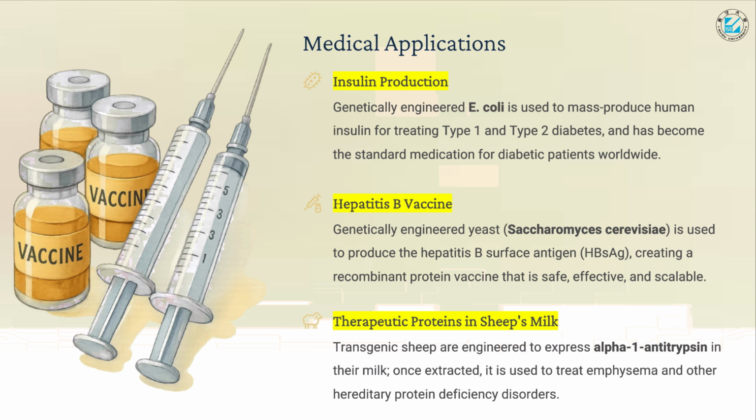The second example is the hepatitis B vaccine. Genetically engineered yeast can produce hepatitis B surface antigen. This recombinant protein is used to make a safe and effective vaccine.